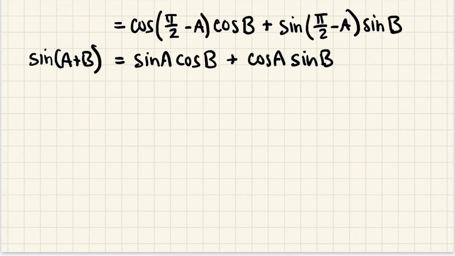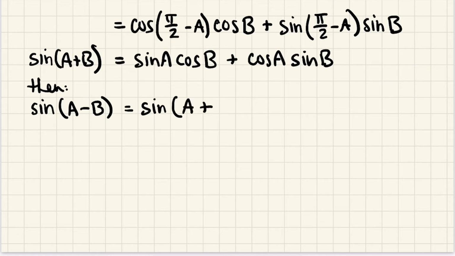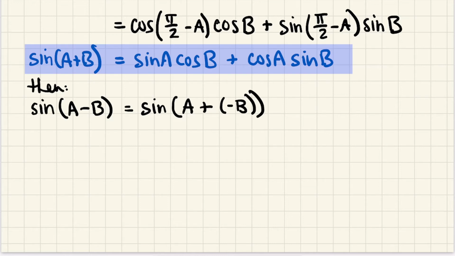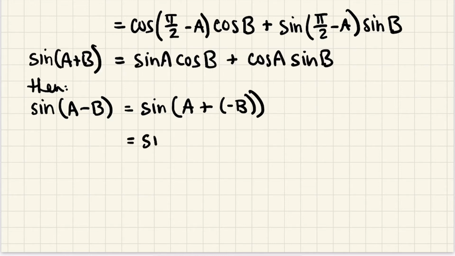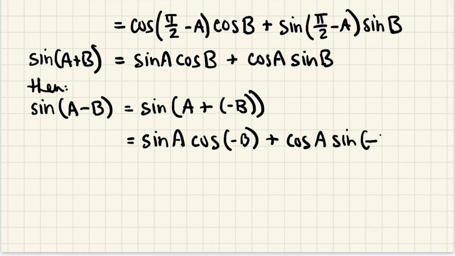I often refer to it as simply sine, cosine, cosine, sine, because again, that name is helpful for remembering the form of this identity. So, all right, well, what about sine of a minus b? Well, sine of a minus b would be sine of a plus negative b. So it's like replacing everything in this identity with negative b. So we're going to have sine, cosine, plus cosine, sine.